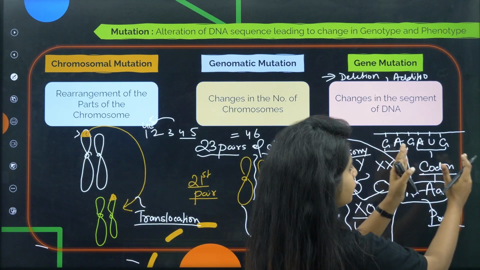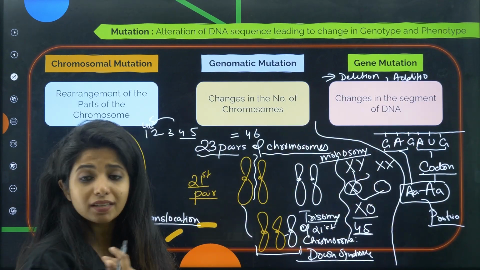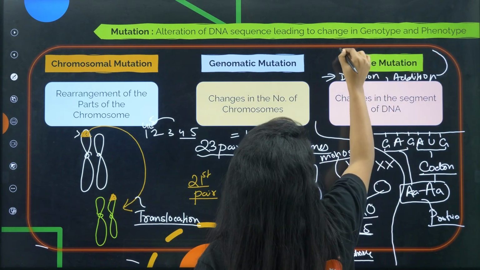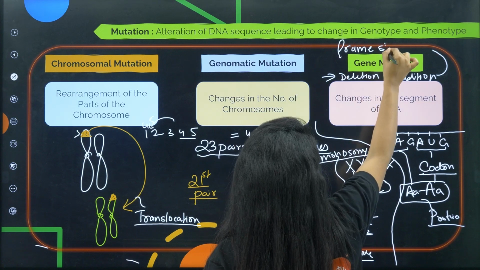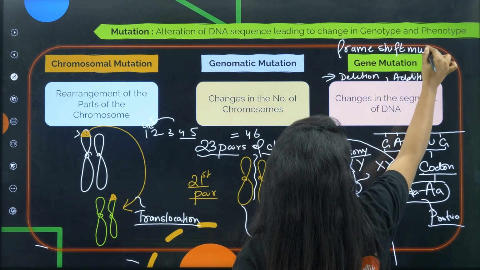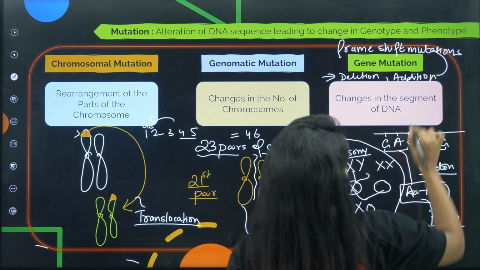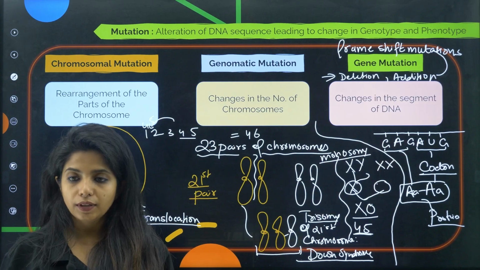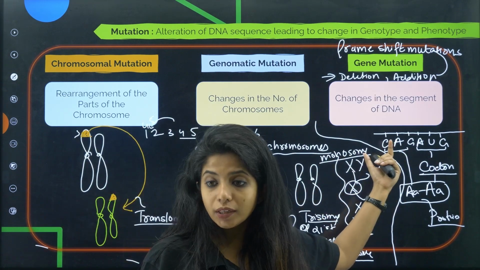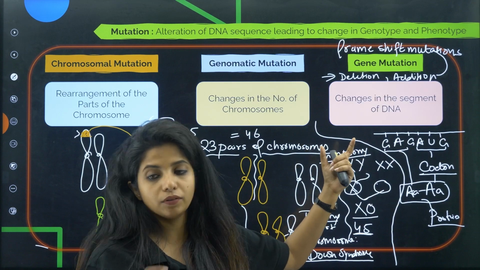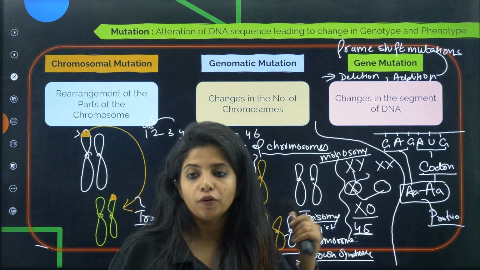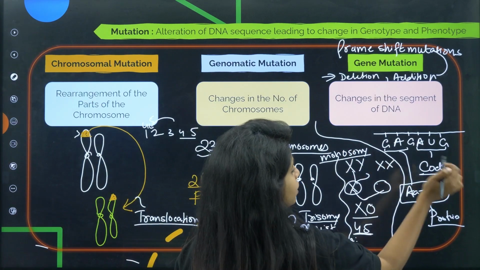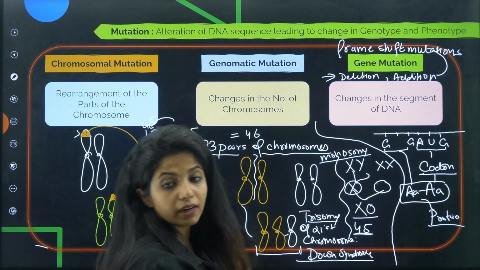Now, since the frame is shifted because of deletion and addition, you call this type of mutation what, children? Where shall I write? Okay, I'll write it here only. It is known as frame shift mutation. What do you call them? Frame shift mutation. This happens because of deletion or addition of some bases over there. And these are base pairs. What do you call them? Base pairs. And when they come in 3, they code for an amino acid, and this amino acid codes for protein. Now, there can be cases where instead of addition or deletion, this A is replaced by something else.